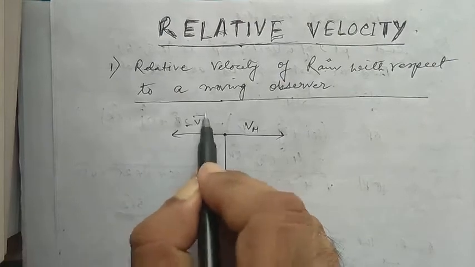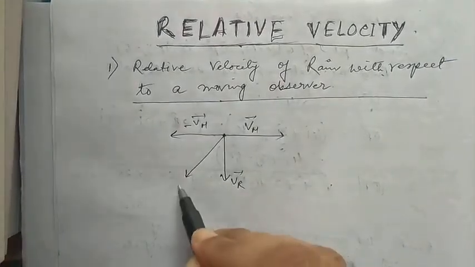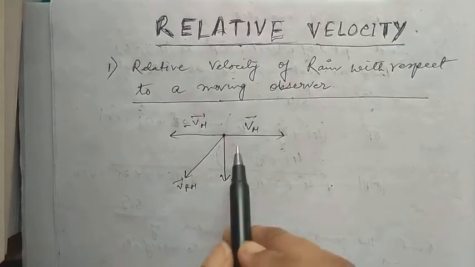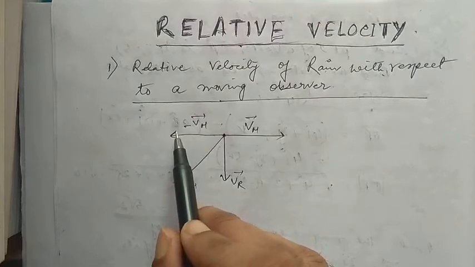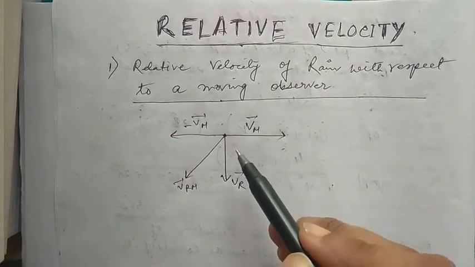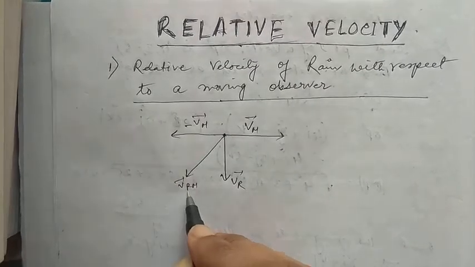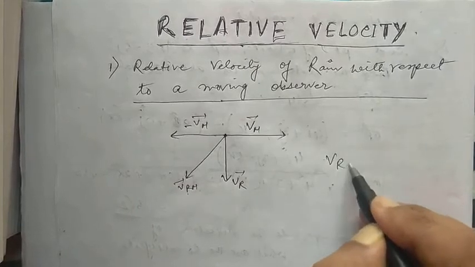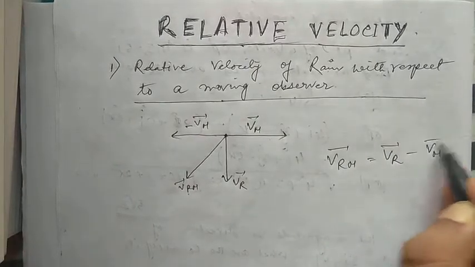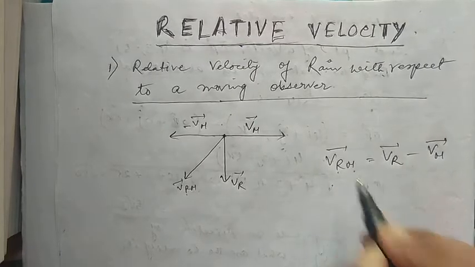is Vrm. That means Vrm is the resultant of Vr and minus Vm. Or in other words, we can say that the relative velocity of rain with respect to man, Vrm, means Vr minus Vm.